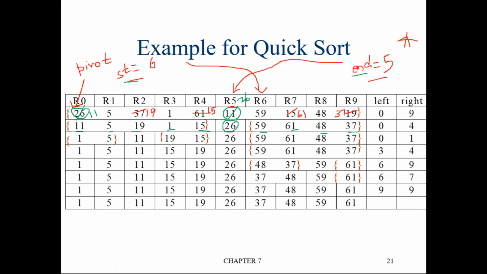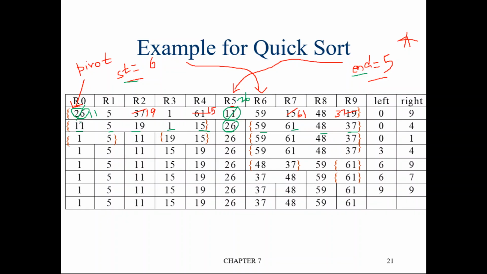This 26 has now arrived at the correct location of the array. 26 is now in the right location. Are you getting it? Now we divide this entire array into two partitions. The left side of 26 is one partition, the right side of 26 is another partition, and again we apply the same logic.